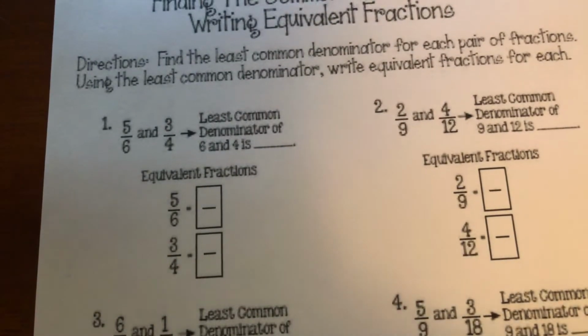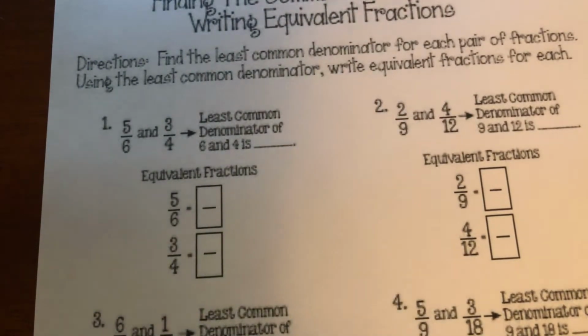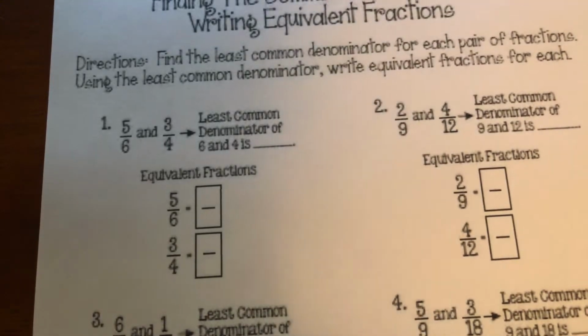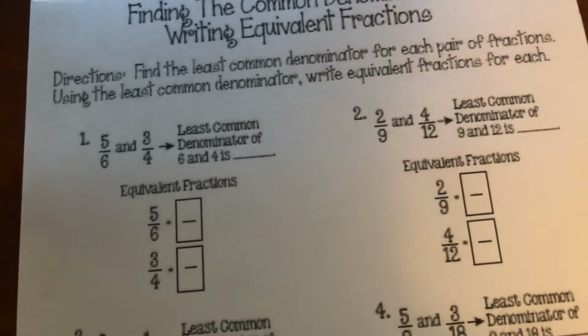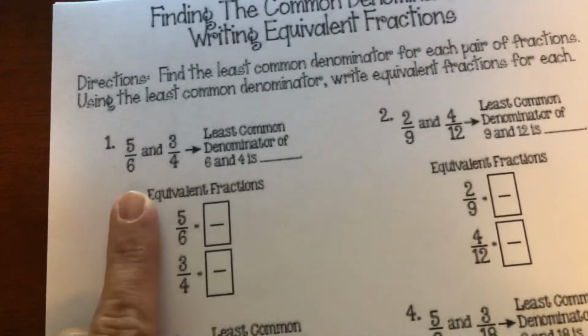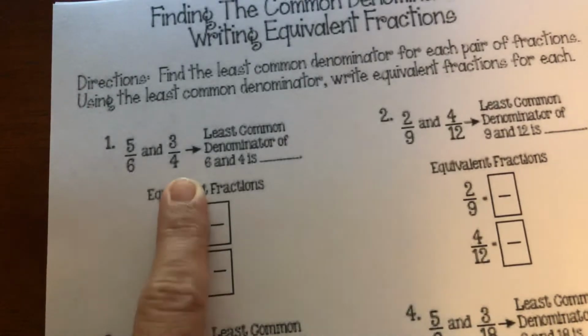Okay, boys and girls, we are going to practice finding common denominators and then writing equivalent fractions. And this is incredibly important that you get really good at this because in 5th grade, you will be doing it a lot. So we're going to start right here with 5/6 and 3/4.